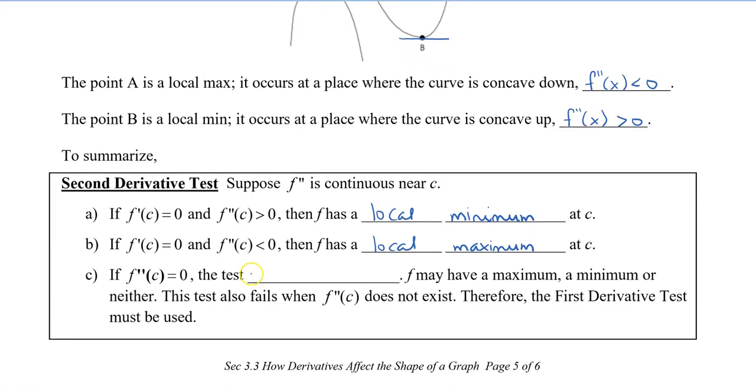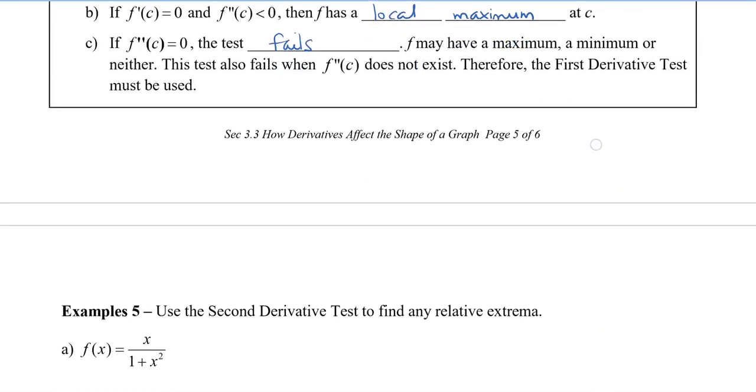Now, if the second derivative test equals 0, it doesn't mean that we actually know anything that happens. We say that the test fails. So f may have a maximum, a minimum, or neither. So this test also fails when f double prime, or the second derivative, does not exist. So when this happens, we now need to use the first derivative test to figure out whether this point is a local maximum or minimum. So let's take a look at a couple of examples.